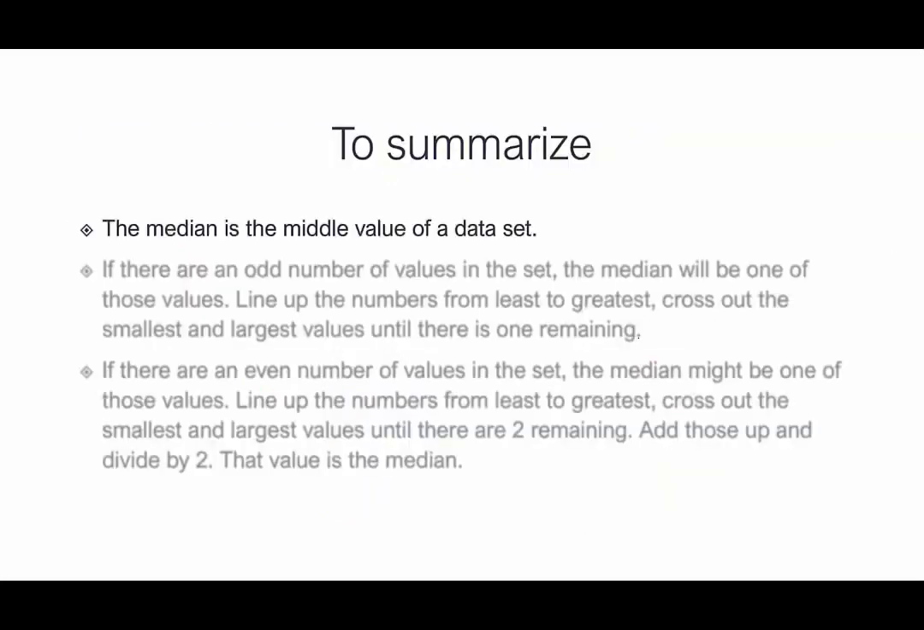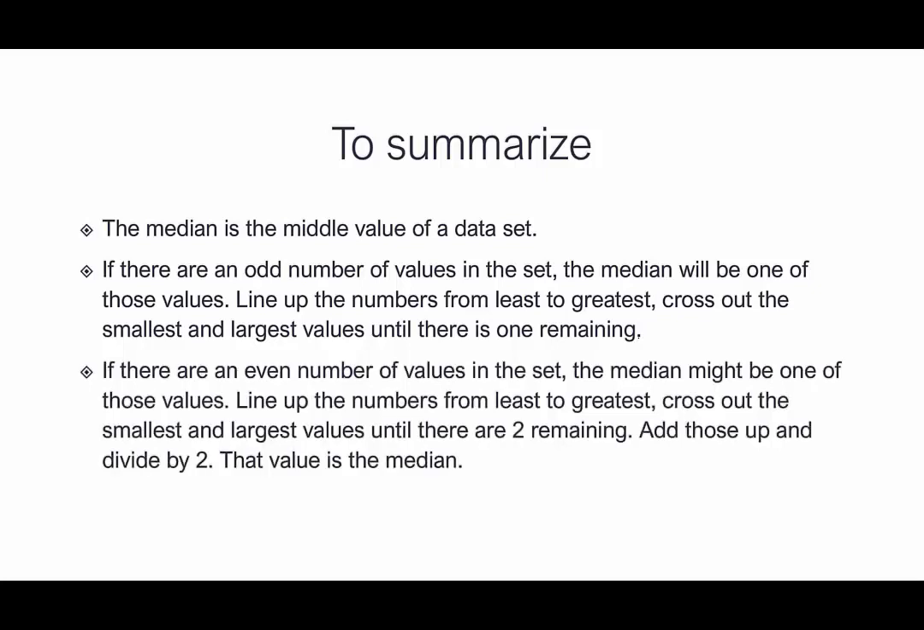To summarize, the median is the middle value of a data set. If there are an odd number of values in the set, the median will be one of those values. Line the numbers up from least to greatest, cross out the largest and smallest values until there is only one number remaining. If there are an even number of values in the data set, the median might be one of those values. Line up the numbers from least to greatest, cross out the smallest and largest values until there are 2 remaining, add those up and divide by 2, and that will be your median.